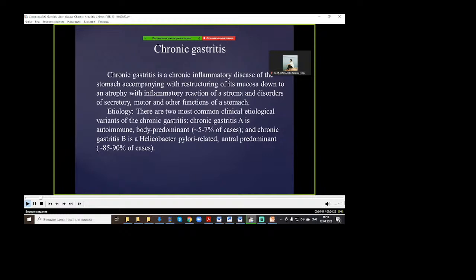Now about chronic gastritis. Chronic gastritis is a chronic inflammatory disease of the stomach, accompanied by restructuring of its mucosa down to an atrophy, with inflammatory reaction of a stroma and disorders of secretory, motor, and other functions of the stomach. Etiology of chronic gastritis. There are two most common clinical etiological variants of the chronic gastritis. Chronic gastritis A is autoimmune, and chronic gastritis B is Helicobacter pylori associated.